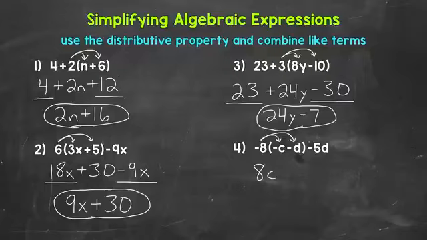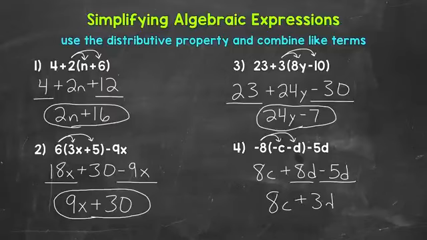Negative 8 times negative d gives us a positive 8d. And then we have minus 5d, so a negative 5d. Now that we removed the parentheses, we can look to combine like terms. 8d and negative 5d are like terms, so let's combine those like terms. We end up with 8c, and then 8d minus 5d, or 8d combined with negative 5d, gives us a positive 3d, so plus 3d. Our final simplified expression, 8c plus 3d.